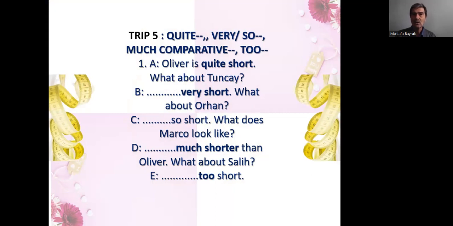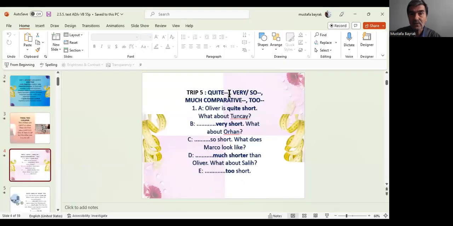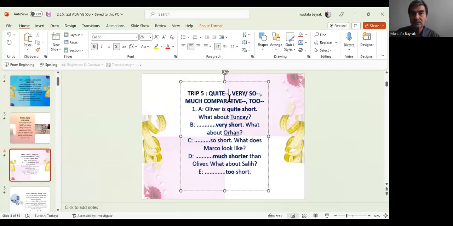Adjective. Okay. Oliver is quite short. What about Tuncay? Tuncay is very short. What about Orhan? Orhan is so short. What does Marco look like? Marco is much shorter than Oliver. What about Salih? Salih is too short. Yes, these are all adverbs before adjectives.